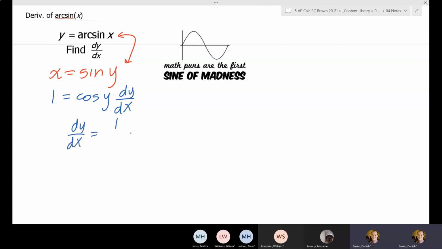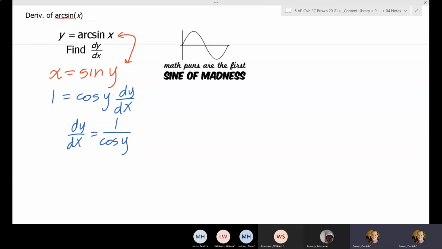And dy dx is equal to 1 over the cosine of y. Now that's not really a very useful formula. No one's going to ask, what's the derivative of arc sine of x, and you say 1 over cosine of y. That's a true statement, but it's not the most usable derivative. So we do some math to rewrite it to look more algebraic.